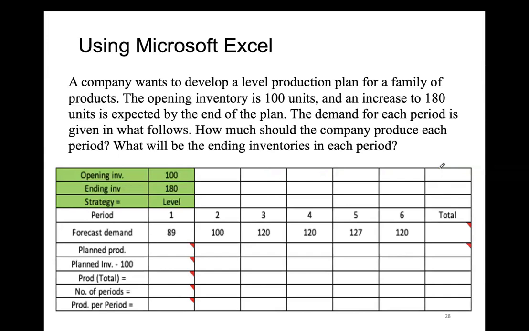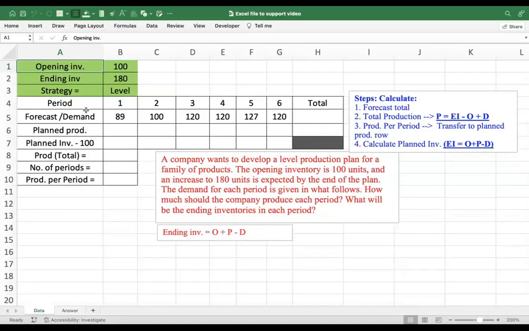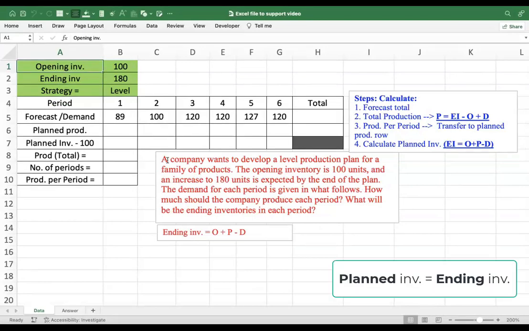Now, I will show you how to do the same thing using Microsoft Excel. So this is the data. It says a company wants to develop a level production. So level production, which is key information, means whatever they decide to produce, the same quantity needs to be produced throughout all these 6 periods. And this is in contrast to chase strategy, whereby production varies depending upon demand in each period. So this is one critical information, that strategy is level strategy.